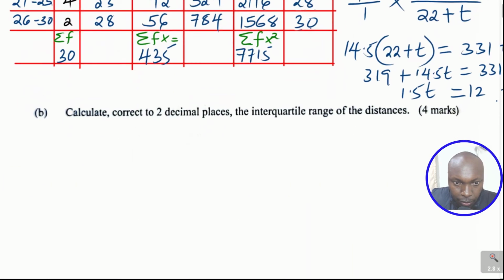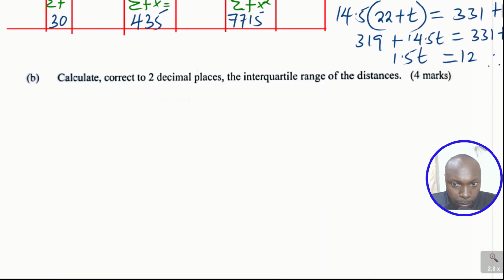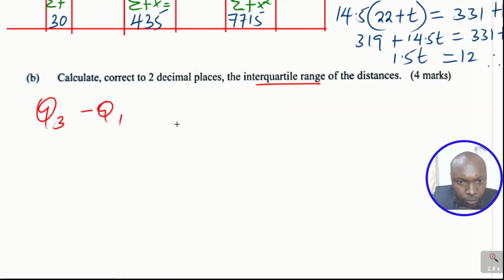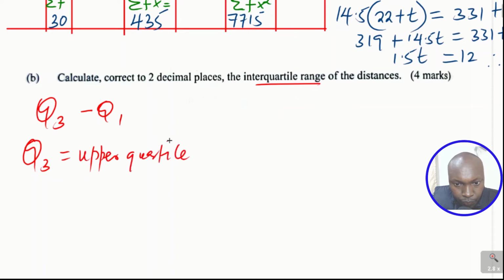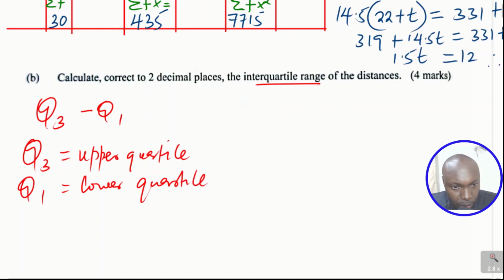Let's go to the second part of the question. Calculate correct to 2 decimal places the interquartile range of the distances. Now the question here is, how do we get the interquartile range? The interquartile range is given by Q3 minus Q1, where Q3 is the upper quartile and Q1 is the lower quartile. This is the most important thing.